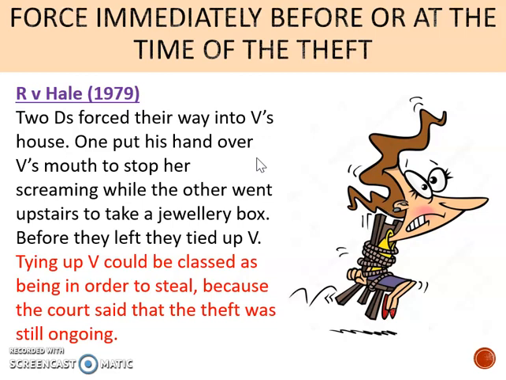In this situation, though, you can see that they had put their hands over her mouth before they took the jewellery box. So there was force before they took the jewellery box anyway. But the court did consider, what if they'd not covered her mouth up? What if they'd taken the jewellery box and the only force was when they tied her up, and this force would have then been after the theft? But the court said tying her up can be classed as being in order to steal. They believed that the theft was still continuing.